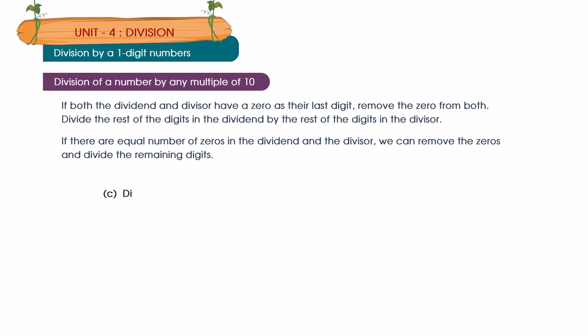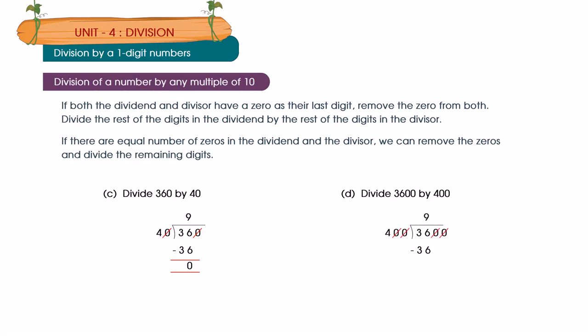C. Divide 360 by 40. 360 divided by 40 gives 9 as the quotient and 0 as the remainder. D. Divide 3600 by 400. 3600 divided by 400 gives 9 as the quotient and 0 as the remainder.